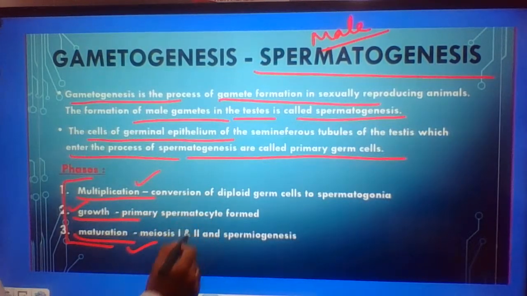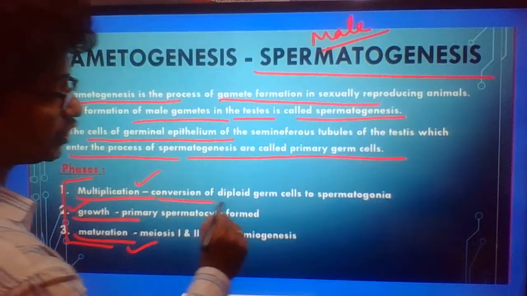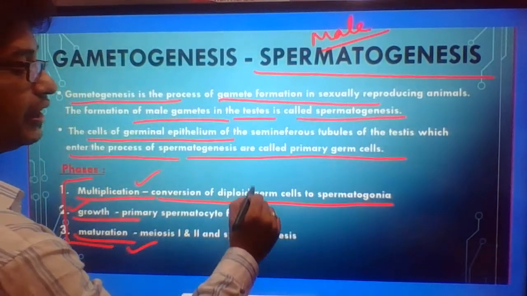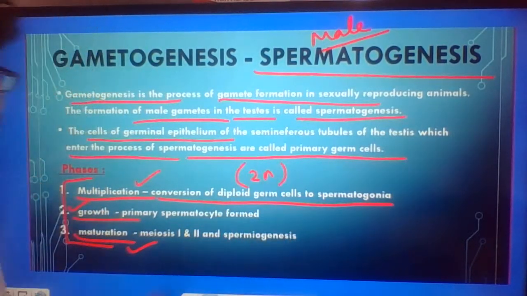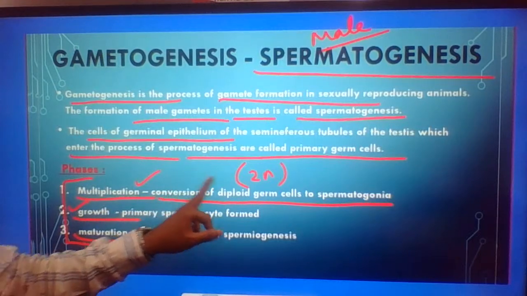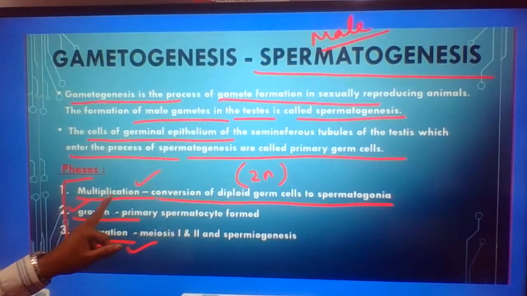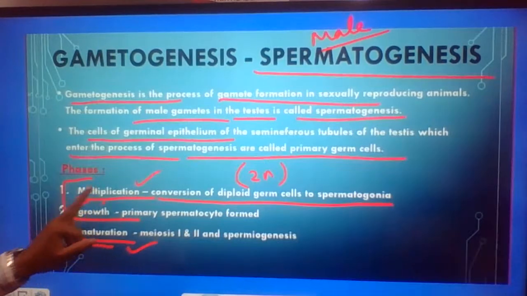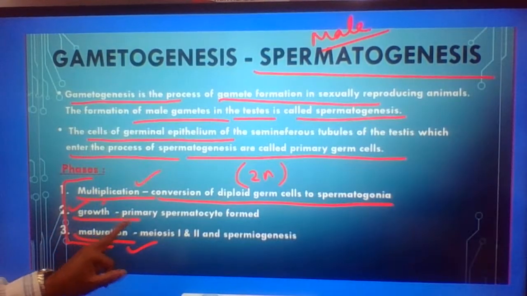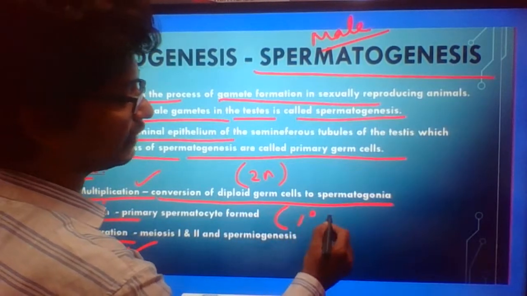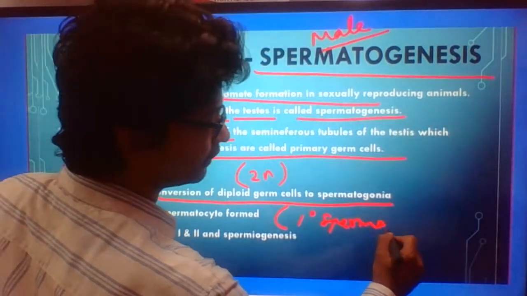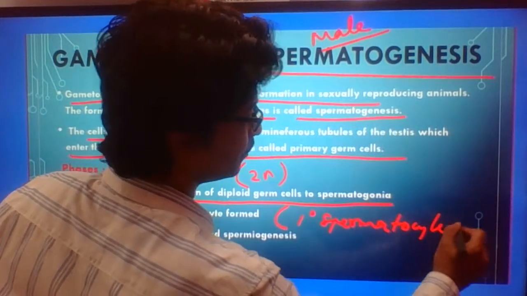So what happens in the multiplication phase? The conversion of the diploid germ cells. The ploidy of the germ cell is 2n. So the diploid germ cell is converted to spermatogonia. This is what happens first, in the multiplication phase. After that you see the growth phase. In the growth phase the primary spermatocyte is produced.